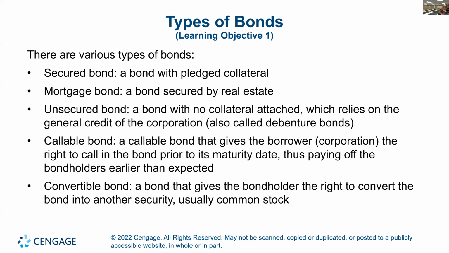Whereas with convertible bonds, you are a creditor to the company, and at some point in time, upon your choosing, they allow you to convert those bonds into stock. So you go from being a creditor to being an owner.